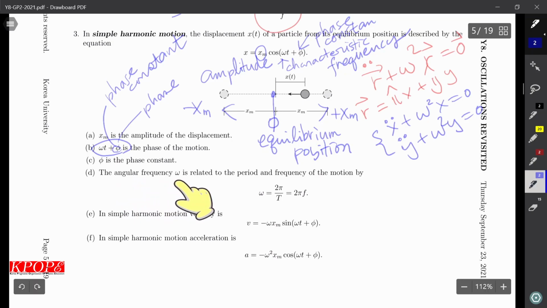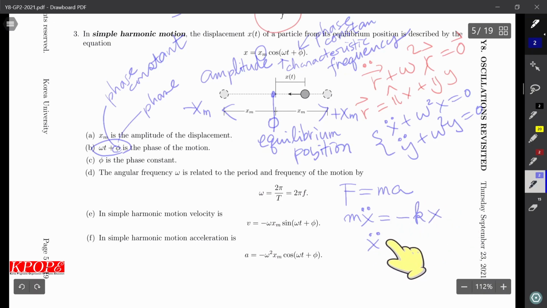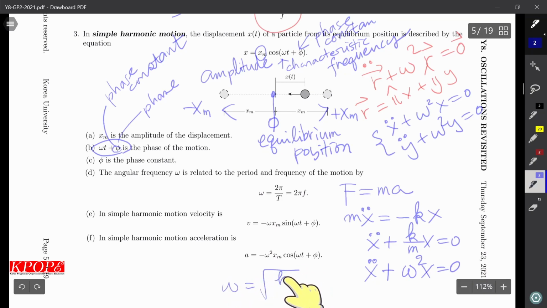The angular frequency omega is related to the period and frequency of the motion. In fact, the simple harmonic oscillator equation of motion is F equals ma. m x double dot is force, restoring force kx. It's x double dot plus k over m x equals 0. We find this is x double dot plus omega squared x equals 0, and omega equals the square root of k over m.